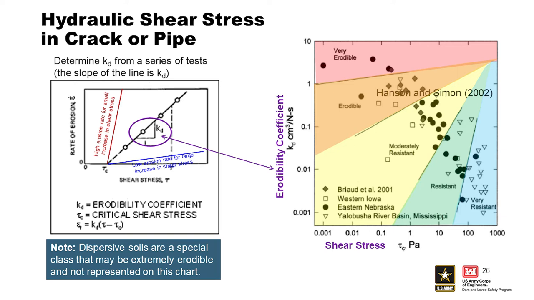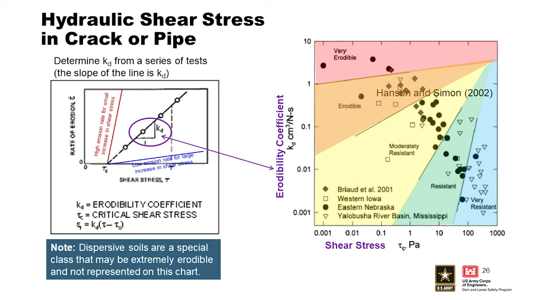Then the figure on the right displays the correlation between hydraulic shear stress and erodibility coefficient. This is in SI units from Hanson and Simon. So it correlates shear stress on the x-axis and erodibility coefficients on the y-axis. And using those correlations, we were able to bin materials into different erosion categories. Now, these are qualitative erosion categories: resistant, very resistant, moderately resistant, erodible, and very erodible.